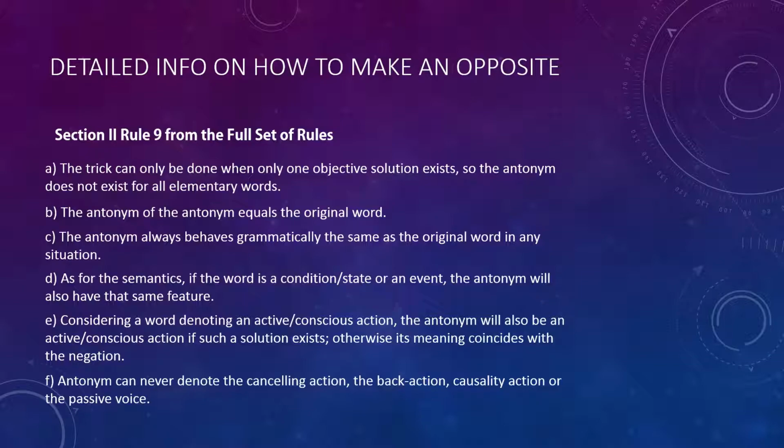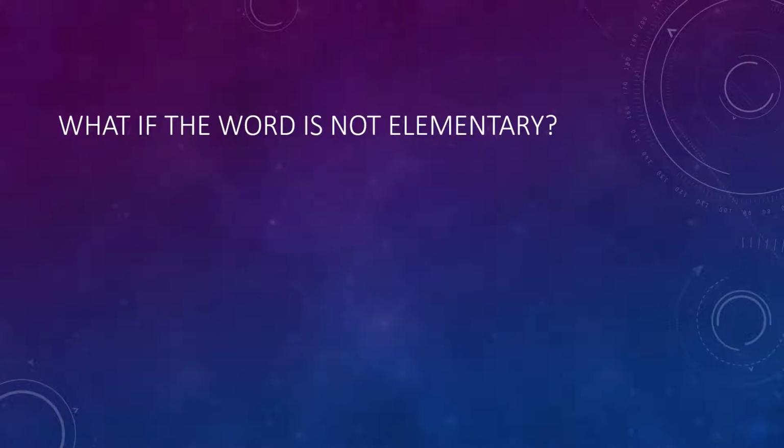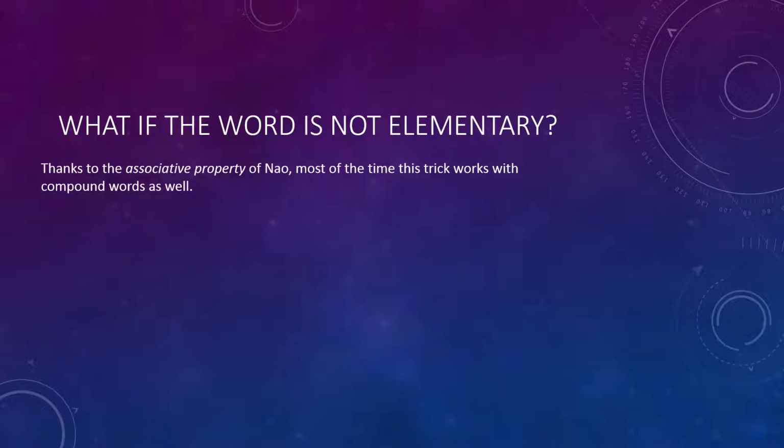But what if the word is not elementary? Because in the beginning of the lesson, I gave you a rule of how to make an opposite of an elementary word. But what if it's not elementary? Well, thanks to the associative property of noun, most of the time this trick works with compound words as well. Not always, notice. It doesn't always work, but most of the time it does. So, for example, if you have a long word, a compound word, most of the time you just add sh. And if you know for sure, okay?